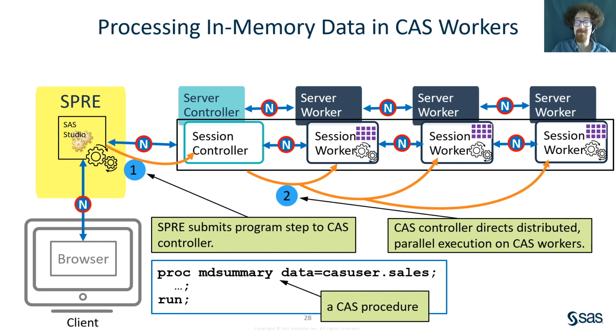Here, I've shown you how to name that in-memory table on the DATA= option of the procedure. It is a two-part name in the form of caslib.tablename, just like you name your SAS datasets in SAS libraries with a two-part name. But in this case, it is a CASLib rather than a SAS library.